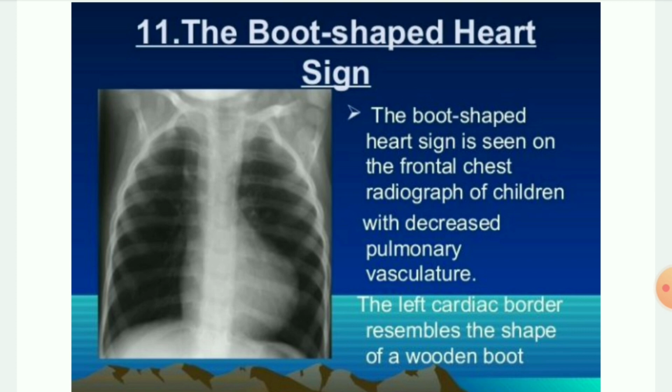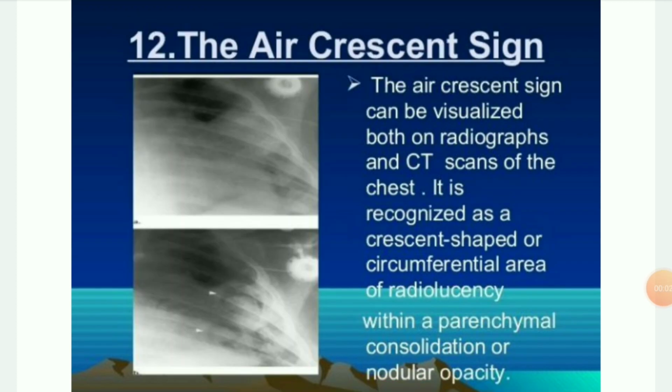The narrower upper part of the boot results from a small or absent main pulmonary artery. When TOF is also associated with an atrial septal defect, it is called the pentalogy of Fallot. Right aortic arch occurs in 20 to 30% of patients with cyanotic TOF. Next sign is the air crescent sign.